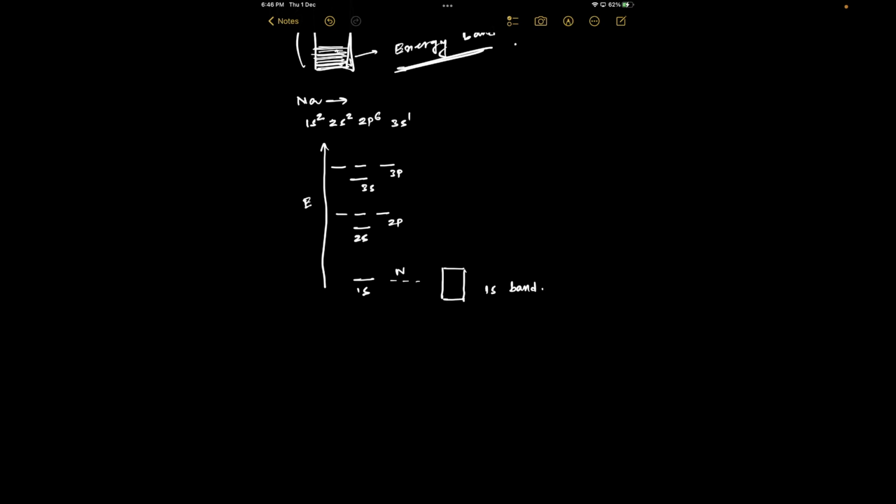In one sodium atom there are 2 electrons in the 1s orbital. Now let's say there are n sodium atoms. So in the n 1s orbitals there will be 2n electrons, right? 2n number of 1s electrons.